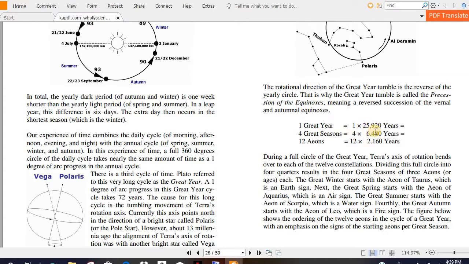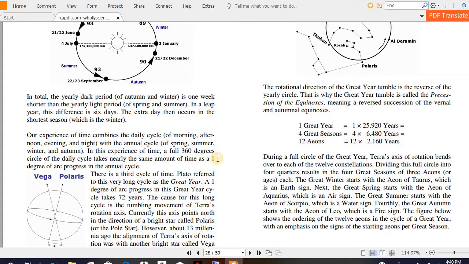equinoxes. One great year is 25,920. 4 great seasons, 4 times 6,480. 12 eons, 12 times 2,160. During a full circle of the great year, Terra's axis of rotation bends over to each of the 12 constellations, dividing the full circle into 4 quarters, which results in the 4 great seasons of 3 eons or ages each. The great winter starts with the eon of Taurus, which is an earth sign.